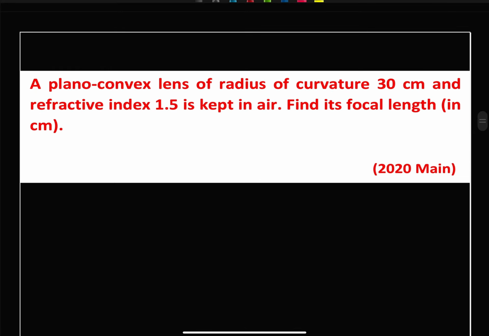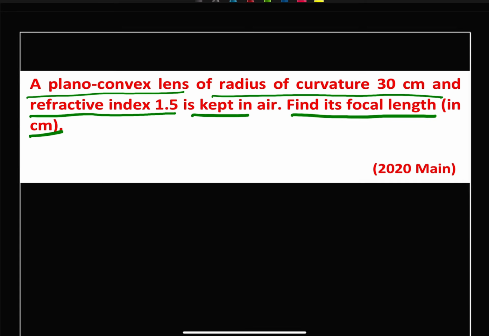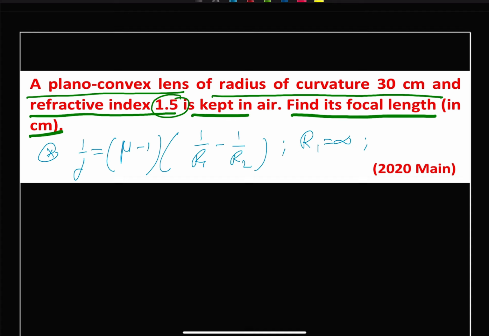We are given a plano-convex lens of radius of curvature 30 cm and refractive index 1.5 is kept in air. Find its focal length in centimeter. So we have a plano-convex lens and its refractive index is 1.5. We need to find out focal length. That is directly based on the formula. That is our 1/f is equal to mu minus 1 times 1 upon r1 minus 1 upon r2. And it is a plano-convex lens, therefore r1 will be equal to infinity, and r2, radius of curvature for the other side, will be minus 30, and mu is given to us as 1.5.